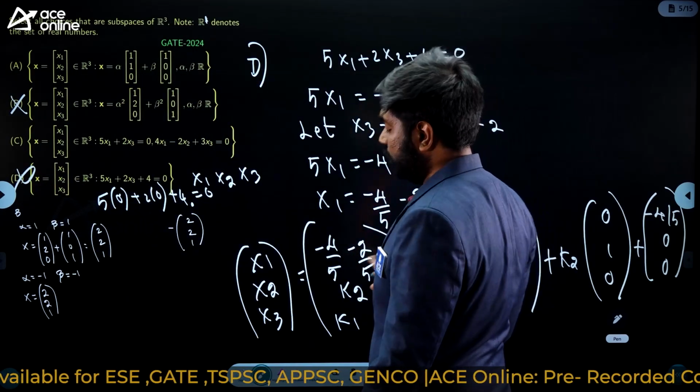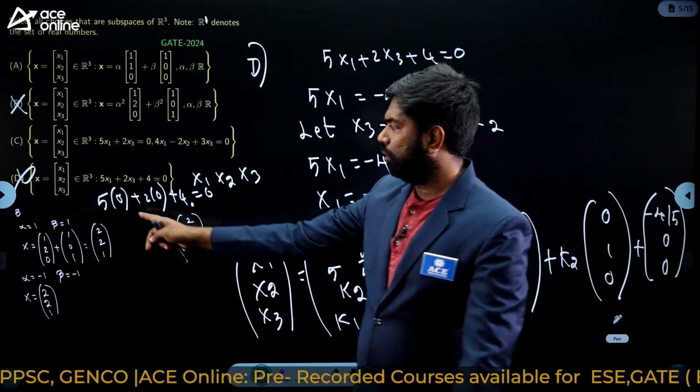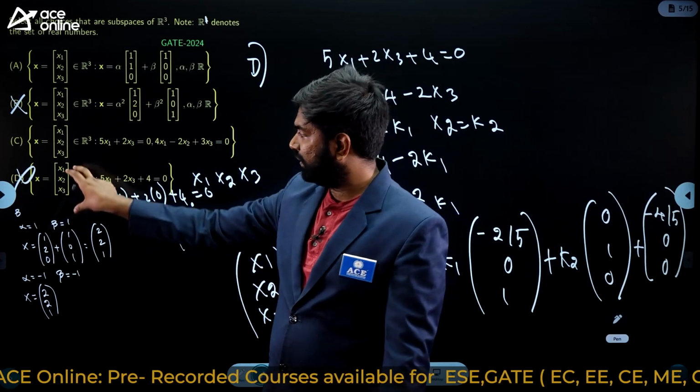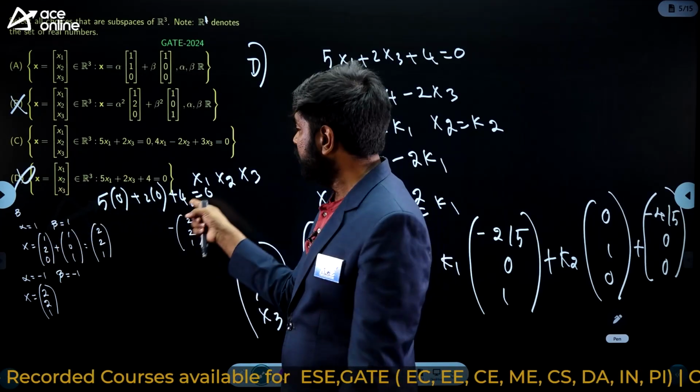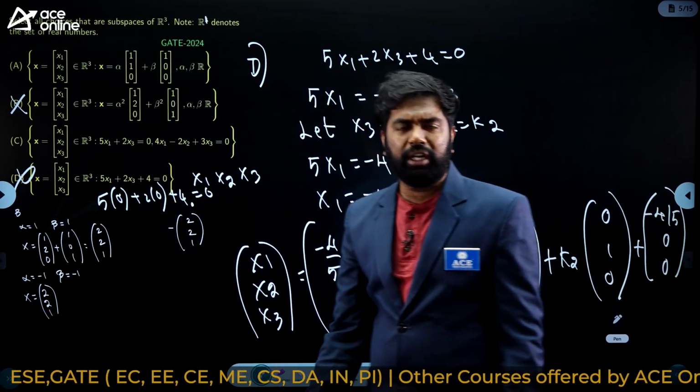So don't spend too much time on this. My observation was very clear that, look, this set doesn't contain a zero vector. Why, sir? You can substitute x1, x2, x3, all of them 0 here. Left side will never be equal to right side. That's enough.